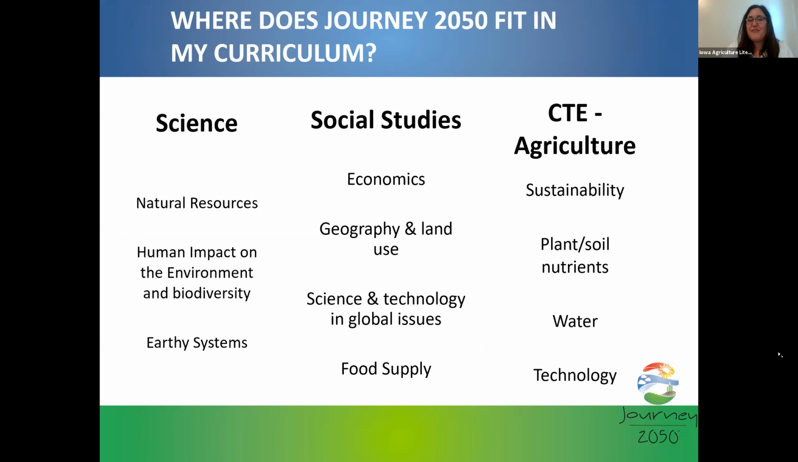So you might be asking yourself, how does this fit within my curriculum? In science, here are a few of the topics listed that have connections with natural resources, human impact on the environment, and solutions to limit human impact on the environment, and also Earth systems. In social studies, it has a connection to economics, geography and land use, science and technology and global issues, and also the food supply.